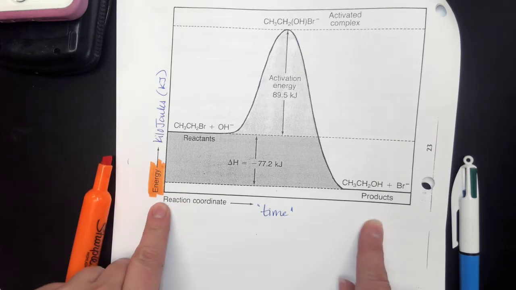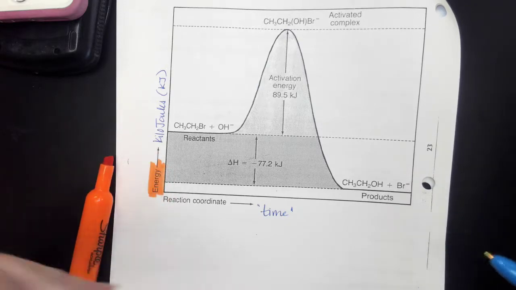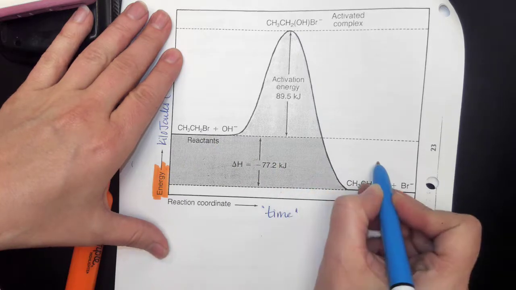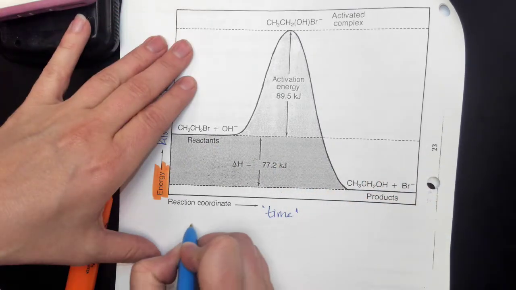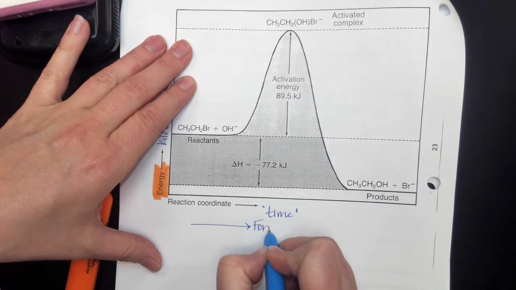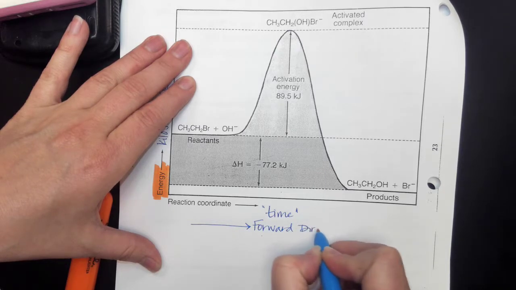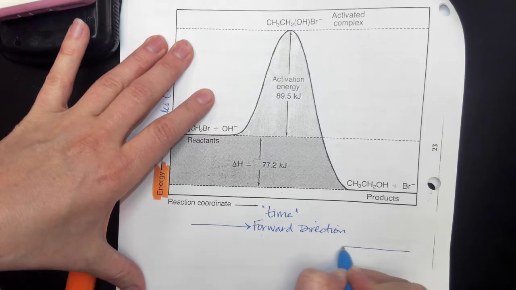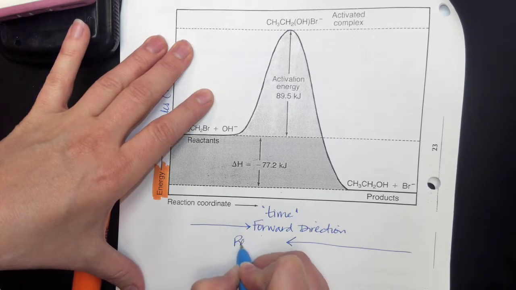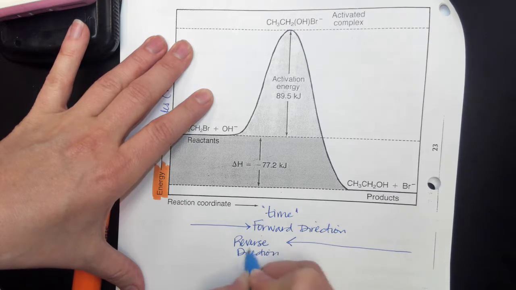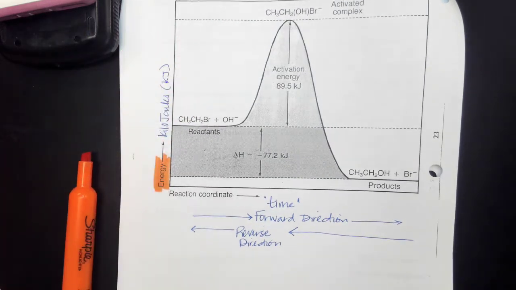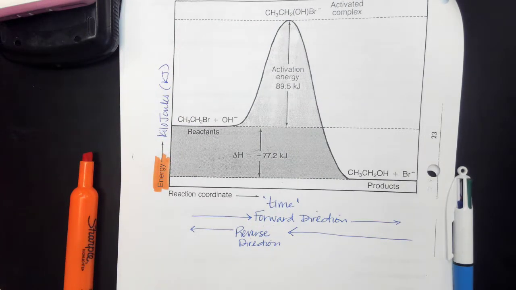Now, many reactions are reversible. So if I read left to right, I am reading in the forward direction. So this would be reading the reaction in the forward direction. If I read right to left, I am reading the reaction in the reverse direction. And both of these are valid.